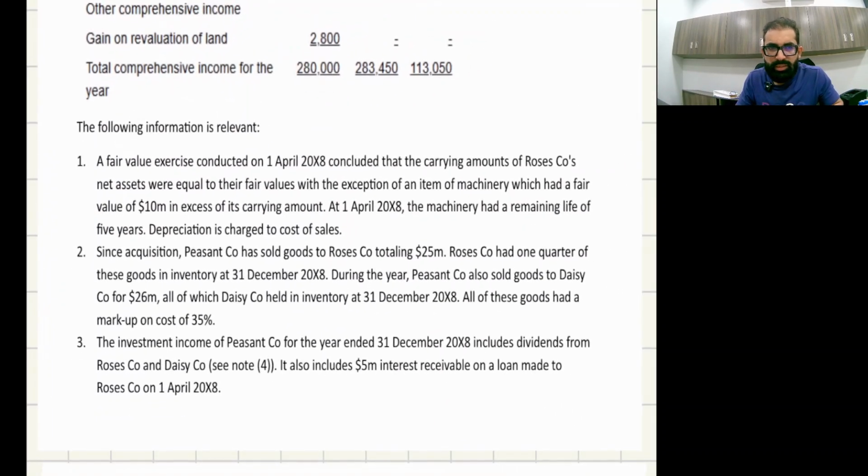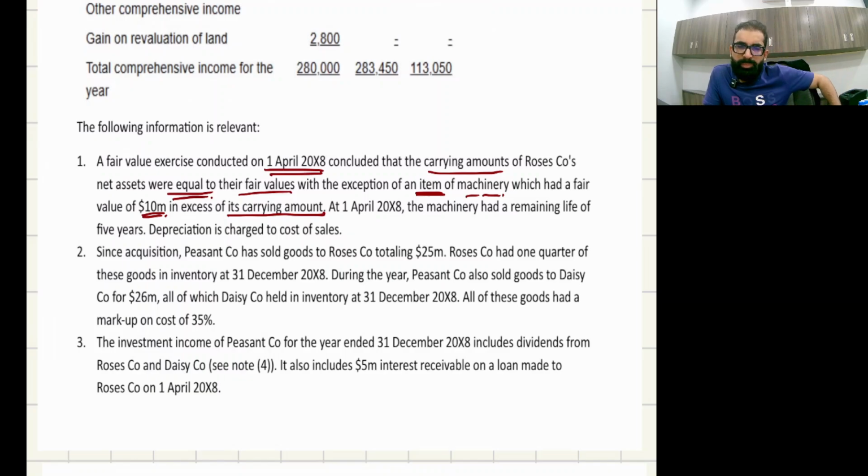You have done everything in the class. A fair value exercise was conducted on 1st April X8. Whenever we acquire a subsidiary company, we normally do a fair value adjustment. It was concluded that the carrying amount of Rose's net assets was equal to their fair values, with the exception of an item of machinery which had a fair value of 10 million in excess of its carrying amount. This is an upward fair value adjustment, but as you know, in the income statement question you don't post the fair value adjustment anywhere. However, the excess depreciation should be adjusted.